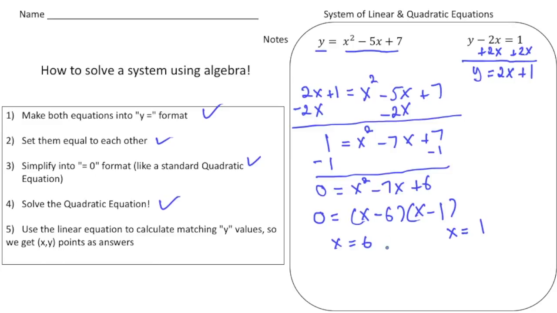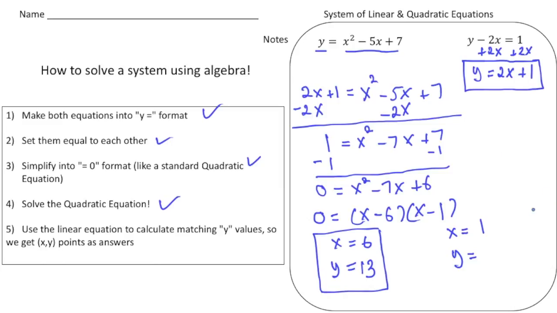Now the question is, how do you get the y value? We need to substitute these x values back into one of these functions. I'm going to go with y equals 2x plus 1. When I replace the x with a 6, 2 times 6 is 12, plus 1 is 13. So one solution is x is 6, y is 13. And the second solution is, when I plug in a 1, 2 times 1 is 2, plus 1 is 3. So y is 3.